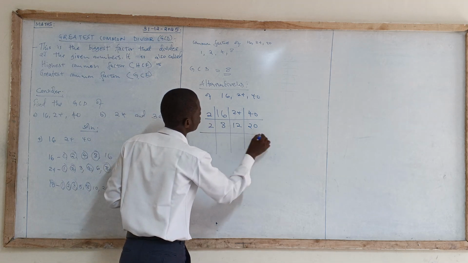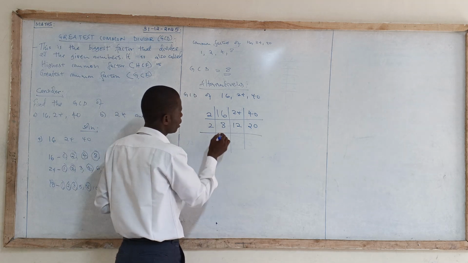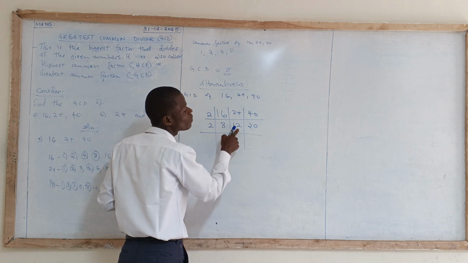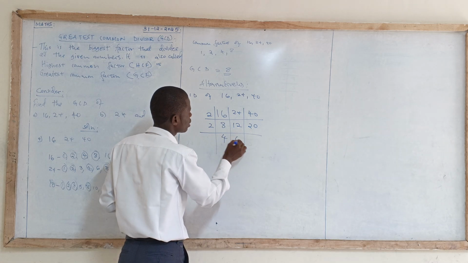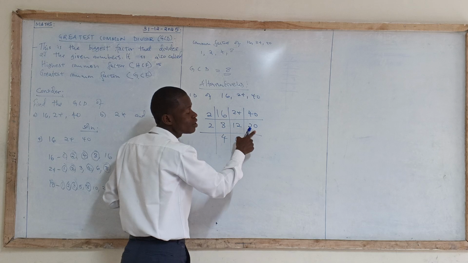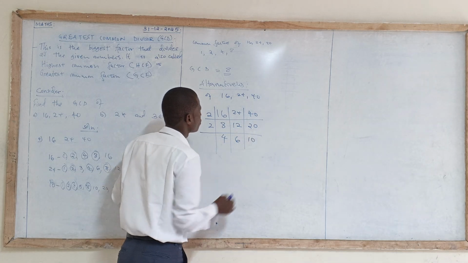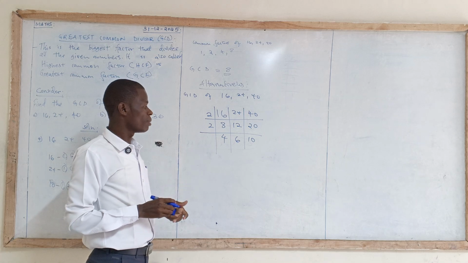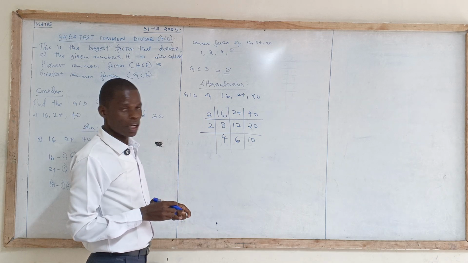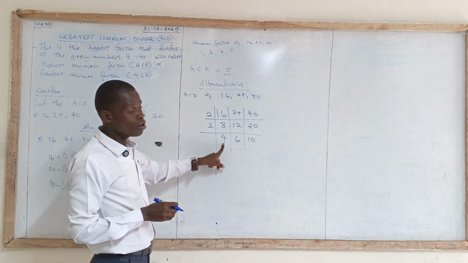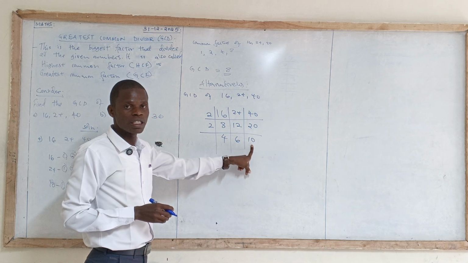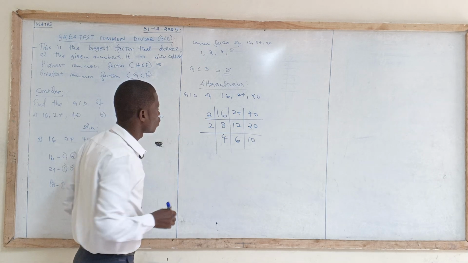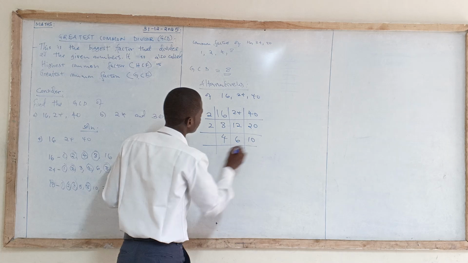2. 2 divides 8 how many times? 4 times. 2 divides 12 how many times? 6 times. 2 divides 20 how many times? 10 times. So 2 divides all the numbers. 2. Can 2 divide 4? Can 2 divide 6? And can 2 divide 10? Yes. 2 can divide all the numbers.